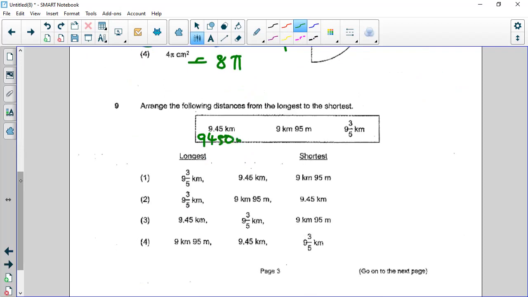9,450 meters. Okay, but how do you get this? Because from kilometer to meters, you have to multiply by 1,000. So how do you shift the decimal point? 1, 2, and 3. Put a 0 in the blank space, arrowhead the decimal point, and then 0 behind. That's how you get 9,450 meters. So you have to know how to shift.